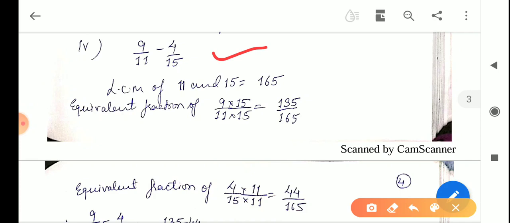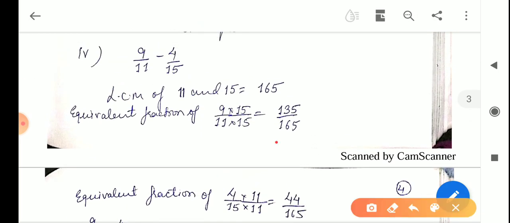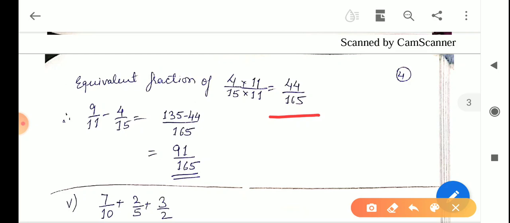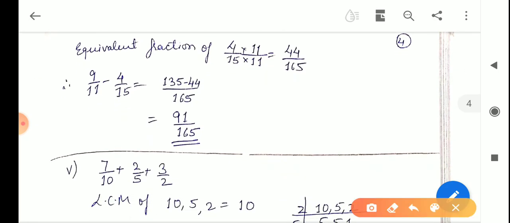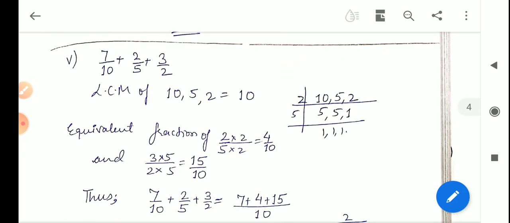First see that both are proper fractions, both are unlike fractions. So what we will do, find the LCM of 11 and 15. It's 165. Now find the equivalent fractions of both the proper fractions. So what will we get? The equivalent fraction of 9 by 11 is 135 by 165. The equivalent fraction of 4 by 15 is 44 by 165. So the next step, you will subtract, since both are equivalent fractions. Subtracting, we get 91 upon 165. This is your answer.